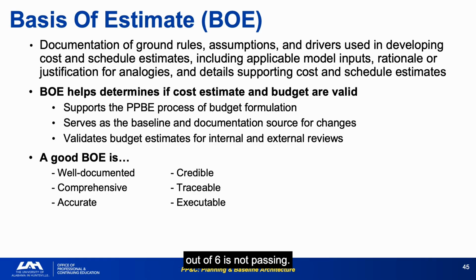An estimate that passes 4 out of 6 is not passing. All 6 are required for a defensible baseline. BOEs should be updated whenever estimates change and whenever a new PPB submission is prepared. A BOE that reflects the initial estimate but not subsequent re-estimates is documenting historical intent, not current commitment.